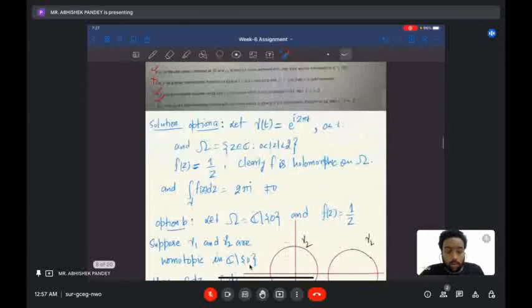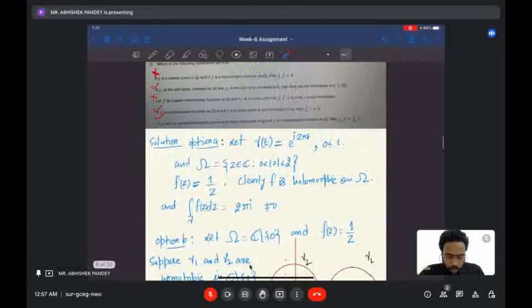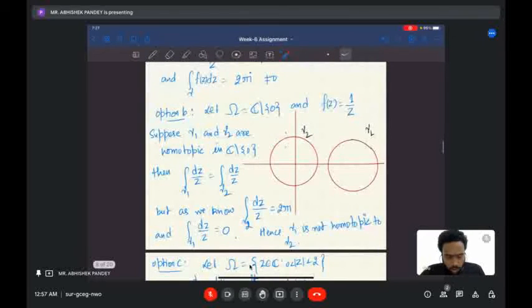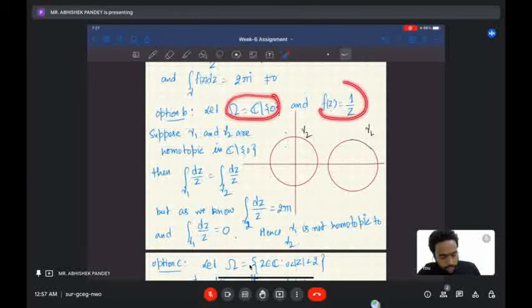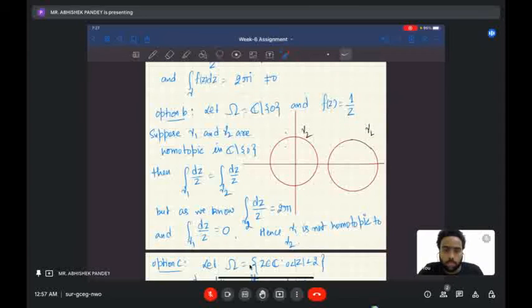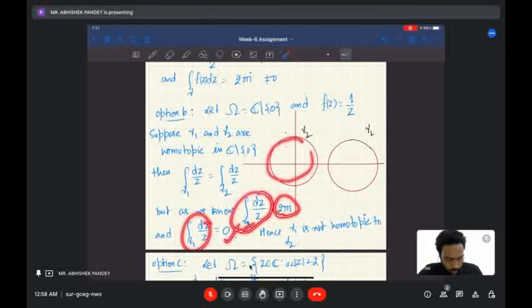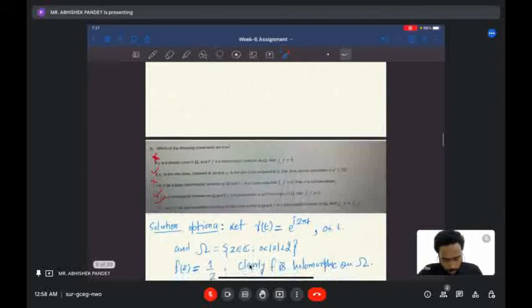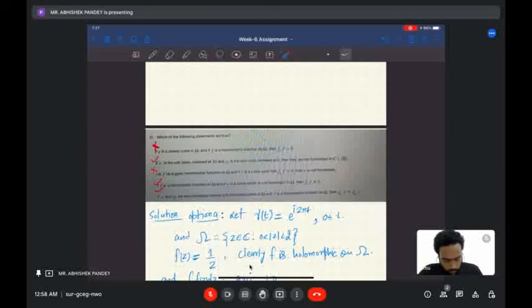Now the second option, as I already mentioned: if gamma 1 is the unit circle centered at 10 and gamma 2 is the unit circle centered at 0, then they are not homotopic in C minus 0. You can see this. Suppose they are homotopic. Take the domain C minus 0 and this function. If they are homotopic, by Cauchy's theorem the integrals should be the same. But as we know, the integral over the circle gamma 2 is 2 pi i, while the other is 0. So this is correct: they are not homotopic.